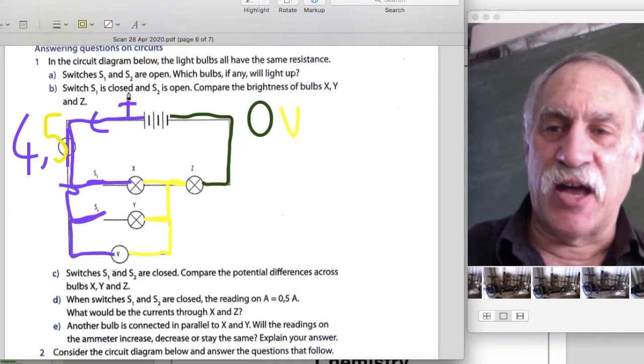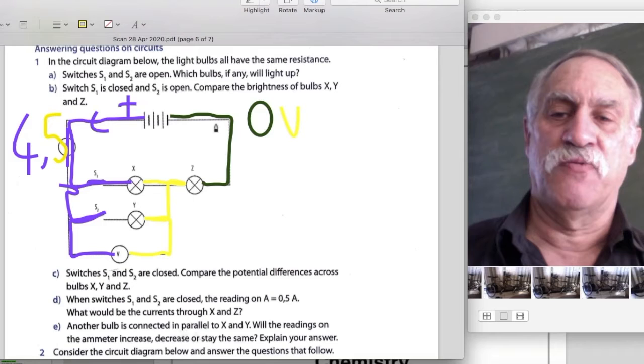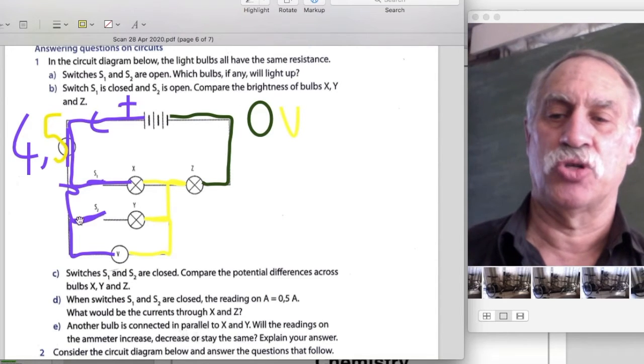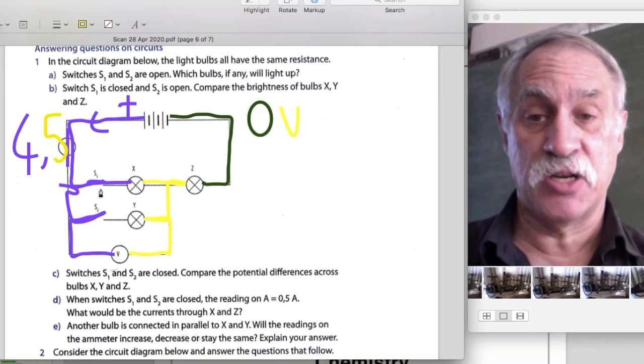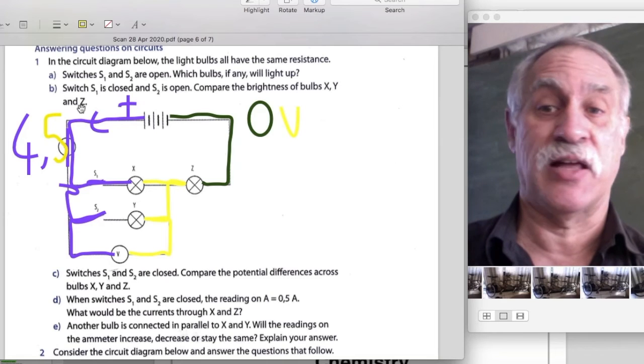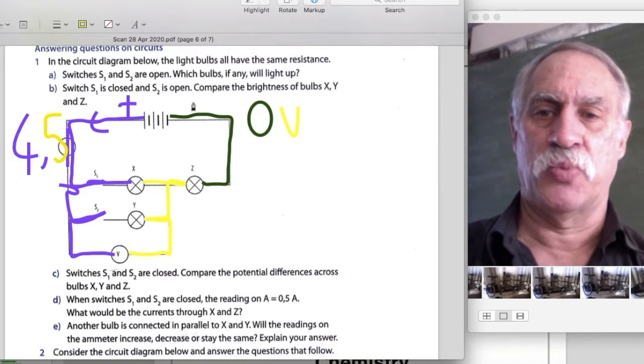So always get into the habit of looking for places where there is no resistance. In other words, where the wires are just joined, and all of those have the same voltage, and bring your crayons with you to the exam. Color them in like I've done. It'll make life so much easier. Okay, so switch 1 is closed and S2 is open.